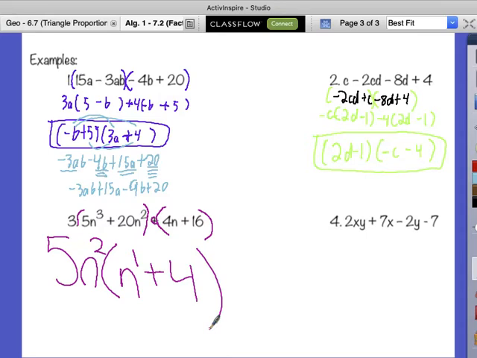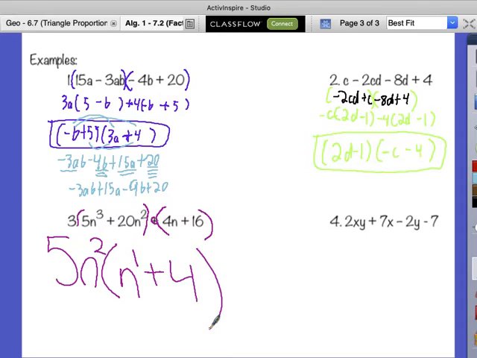Great. Thank you, Dalton, for doing that. So 5n squared is our GCF of the first part. They both have a 5 in common, and they both have n squared in common. So we factor out the 5n squared, leaving n, or n to the first, and 4. In our second parenthesis, 4n plus 16.